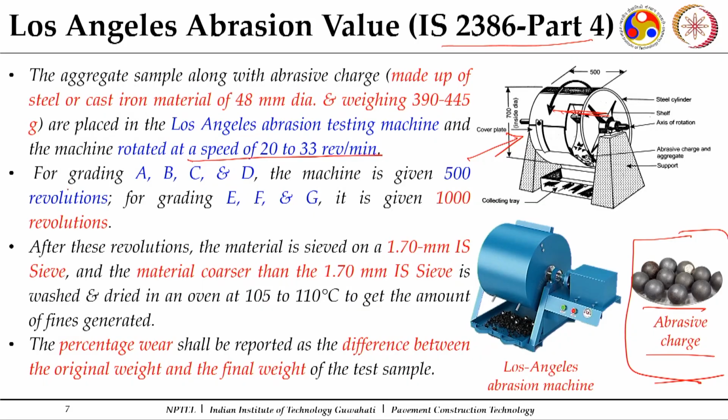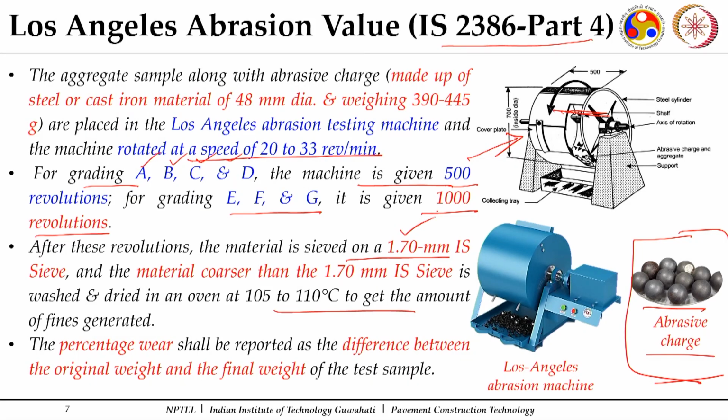So for gradings A, B, C, D the machine is given, and for the first 4 gradings, 500 revolutions are to be given at a rate of around 30 to 33 revolutions per minute, and for the remaining 3 grading selections, 1000 revolutions have to be given. Once this part is over, you stop it, take out your aggregate sample, and sieve it through a 1.7 mm sieve. The final material will pass, and whatever is retained over 1.7 mm is washed and oven dried.